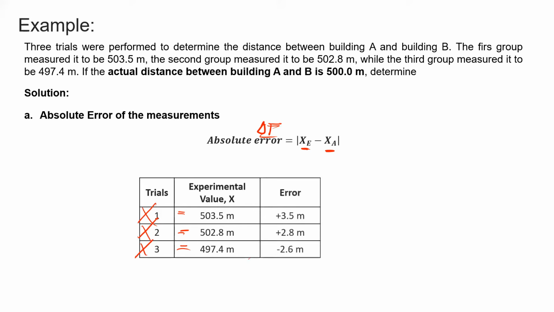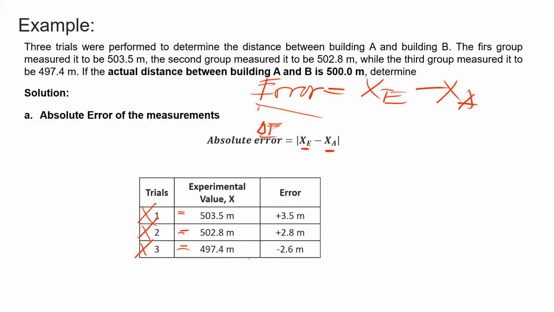So first, we need to look for the error. Our error, as I mentioned earlier, is equal to the experimental value minus the accepted value. We said the error can be positive or negative. So our error for the first is positive 3.5, here positive 2.8, and here negative 2.6.